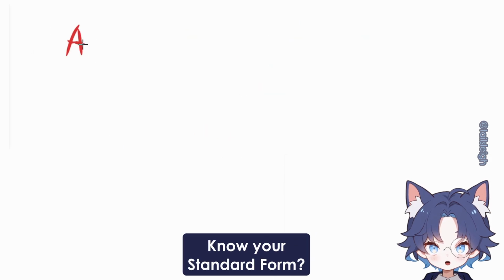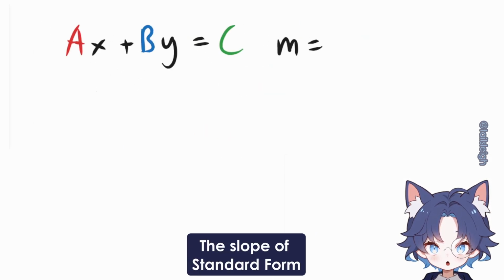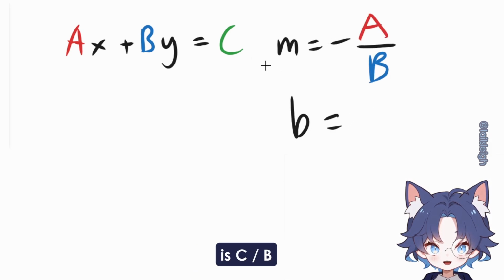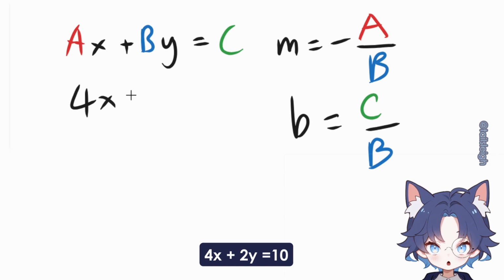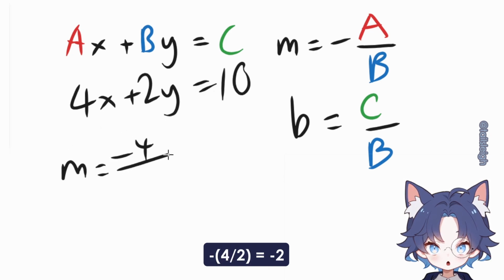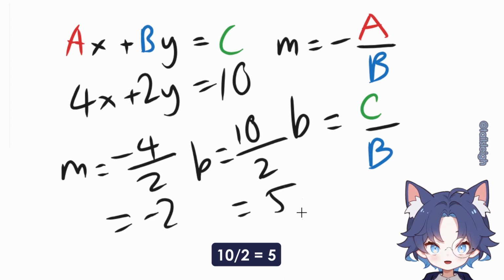Know your standard form. Ax + By = C. The slope of standard form is negative A over B. The y-intercept is C over B. Quick example, 4x + 2y = 10. The slope is negative 4 over 2, which equals negative 2. And the y-intercept is 10 over 2, which equals 5.